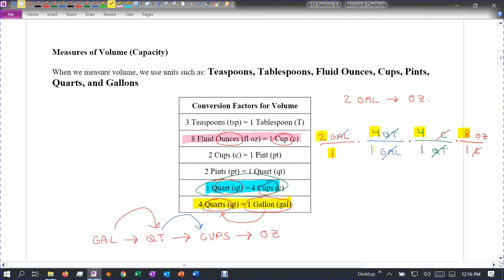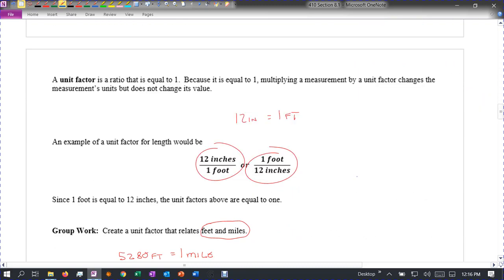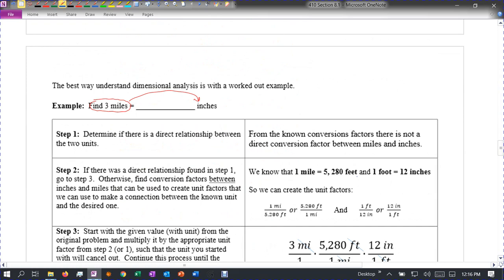And then on the bottom is 1 times 1 times 1 times 1, so we won't even have to worry about the bottom. So you could just get your calculator out if you need it. 2 times 4 times 4 times 8, and we get 256 ounces. That's how many ounces there are in 2 gallons. All right, it's a little tedious. Once you catch on to it, it's not so bad.